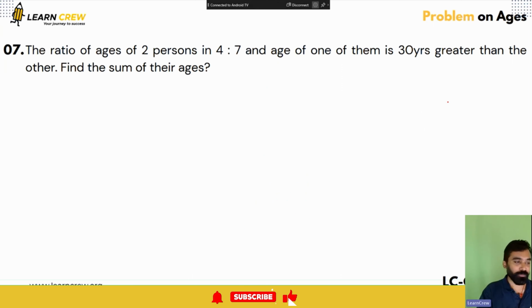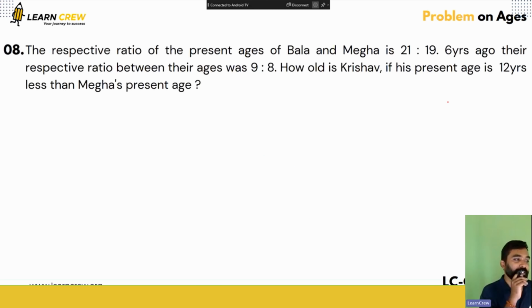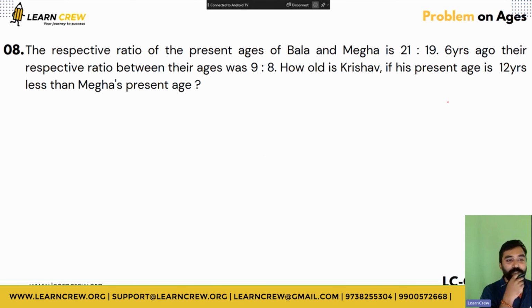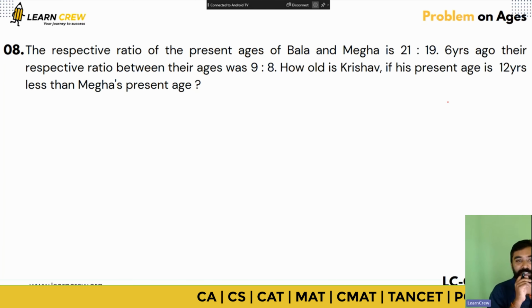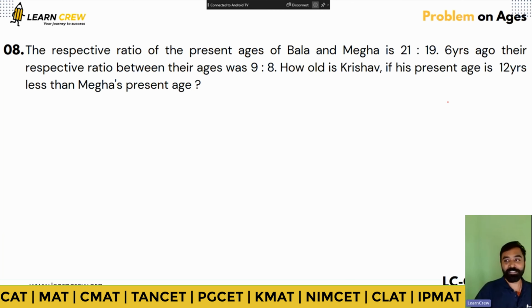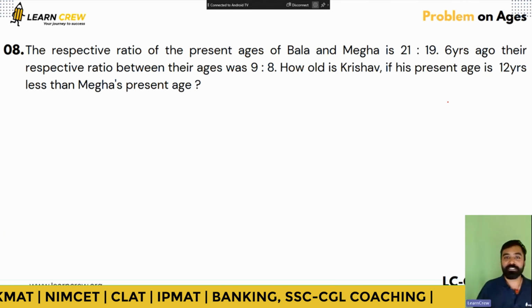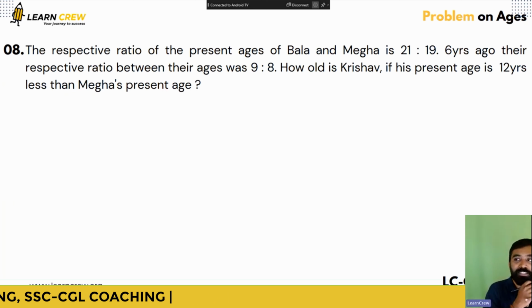No, sir. The respective ratio of the present ages of Bala and Megha is 21:19. 6 years ago, their respective ratio between their ages was 9:8. How old is Krishav if his present age is 12 less than Megha's present age? The question seems to be lengthy, but it is an easy question. Take statement by statement, try to solve. How many people are there in this question? 3 people. Bala, Megha, Krishav.